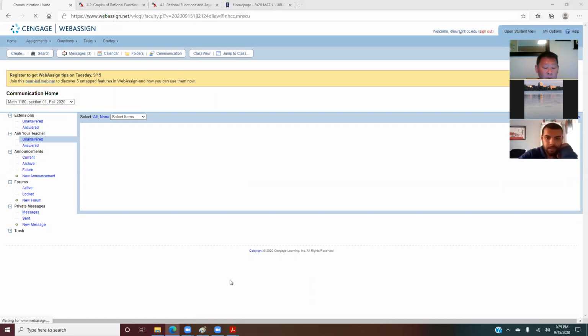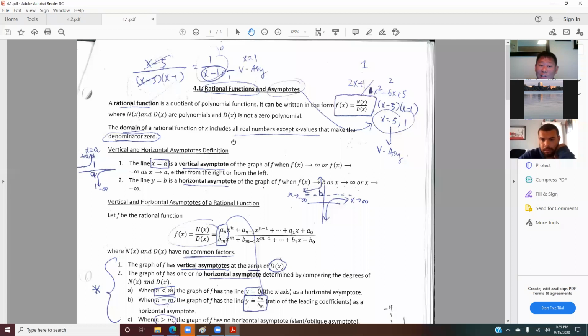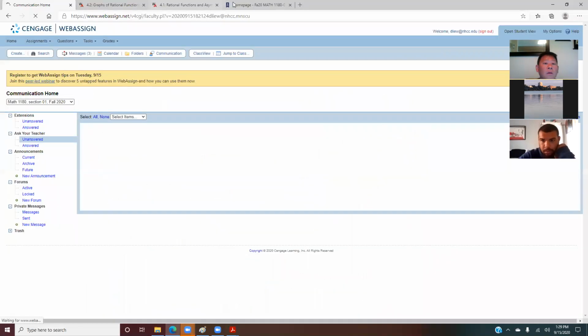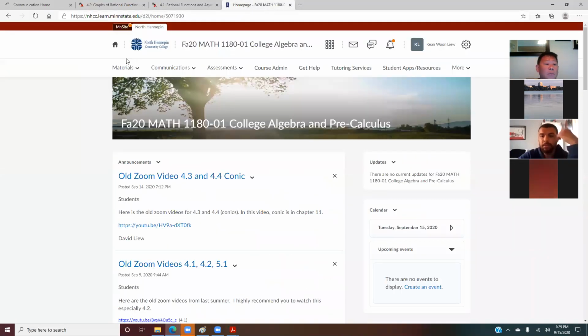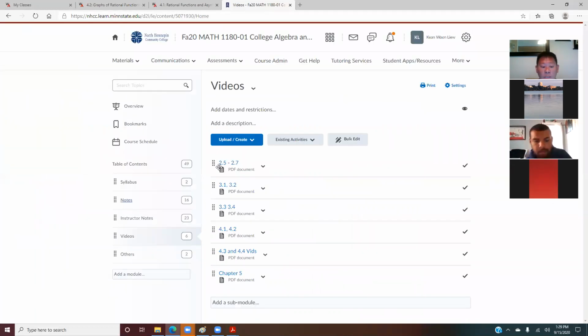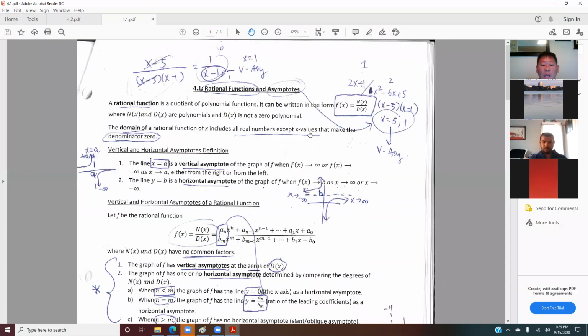The first thing I want to point out to you guys is the notes. I don't know if you know that the 4.1 and 4.2 notes are in D2L. So go to the D2L website, go under Materials, go under Content. You will get the instructor notes here. So do look at 4.1 and 4.2.